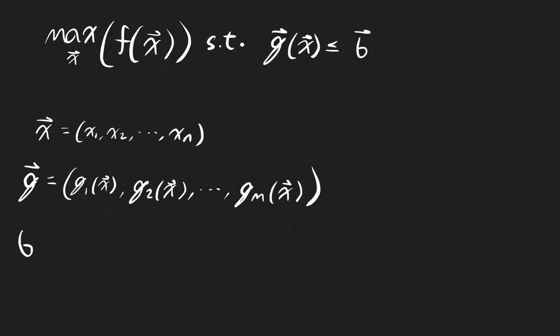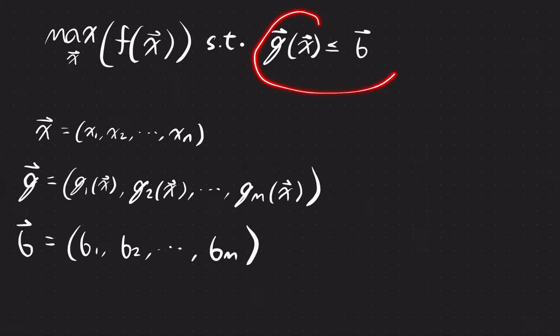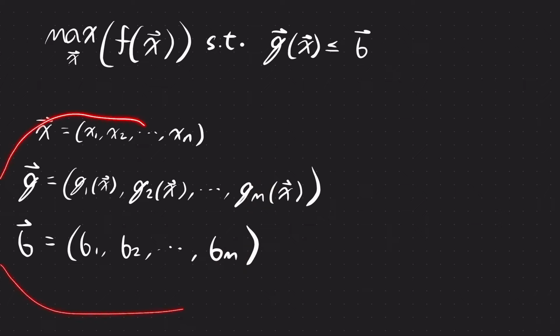Similarly, we say b is going to be the vector b1, b2, all the way up to bm. It makes sense because in this inequality, each component here is less than or equal to the corresponding component of b. That's why these have the same number of components. So that's how it looks in component notation, and this is our general maximization problem.